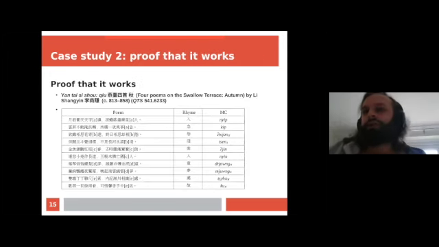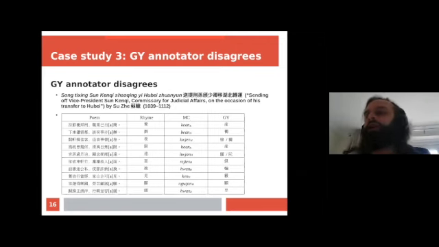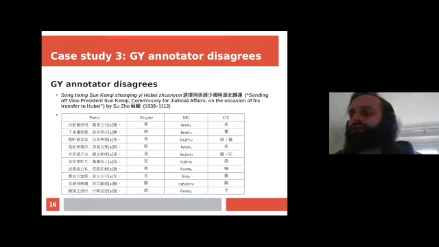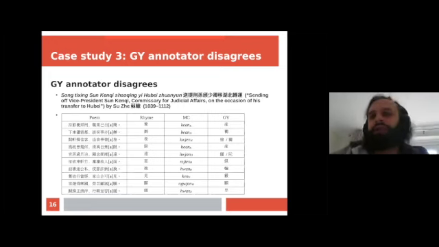Let's see a more interesting case. So let's look at when another annotator disagrees with the community annotator. For instance, we know that poets were incited to use the rhyme books to choose the characters to use in their poem for rhyme. But in practice, poets greatly diverge from this ideal of using the rhyme book.